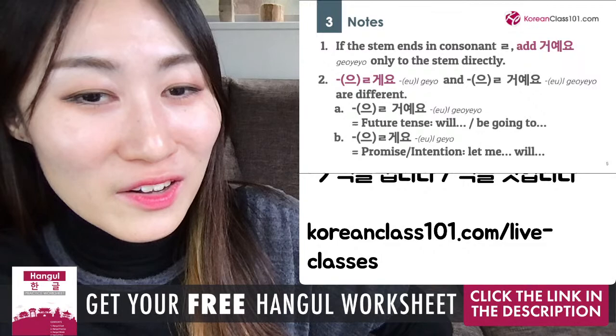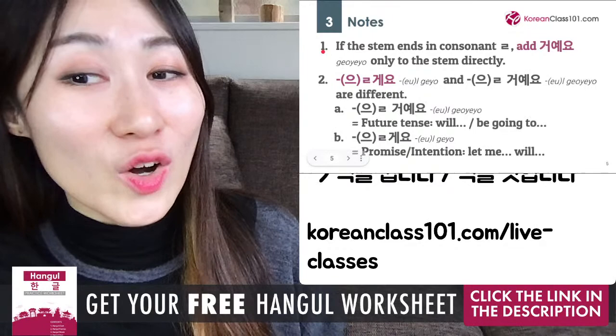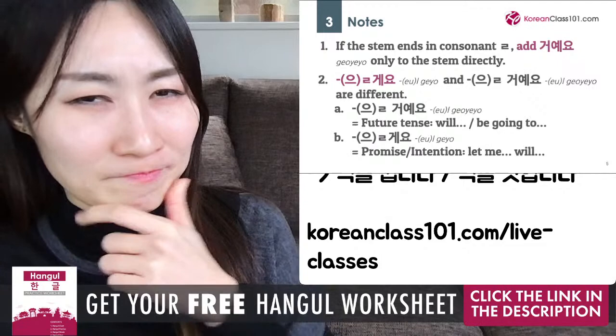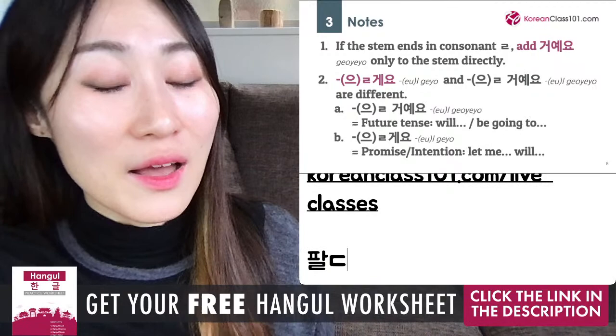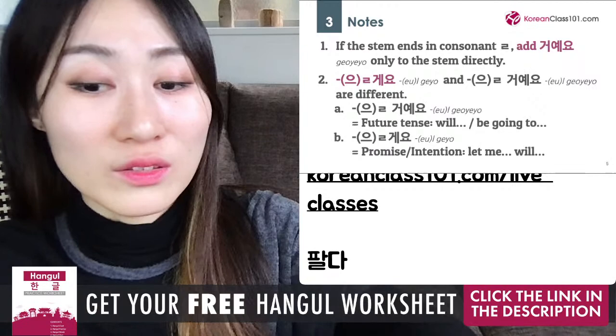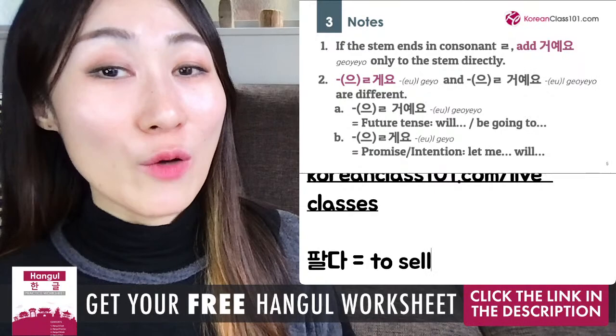Sparta, yes, that's a very good question. This question is related to the first point. Do you see this first point? If the stem ends in the consonant ㄹ, add 거예요 only to the stem directly. What does it mean? For example, I have this verb, 팔다. 팔다 means to sell. For example, I have my own shop and I sell necklaces. And I want to say, I will sell necklaces. How can I do that?